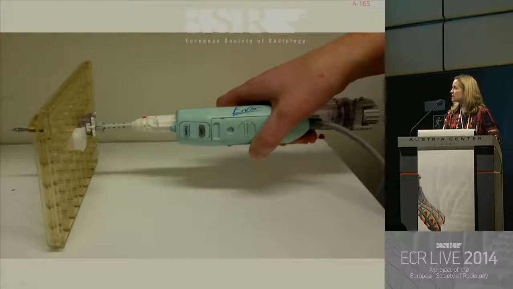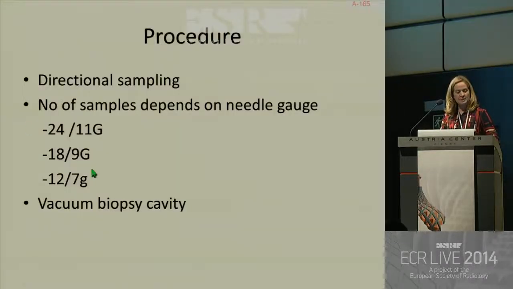You can take your samples clockwise around the clock, or else you can perform what's called directional sampling, where you aim where you think most of the lesion is. And the number of samples that you take depends on the needle gauge. Again, the bigger the needle, the smaller amount of samples you need to take. Once you've taken your samples, it's important to vacuum, aspirate and lavage the biopsy cavity.